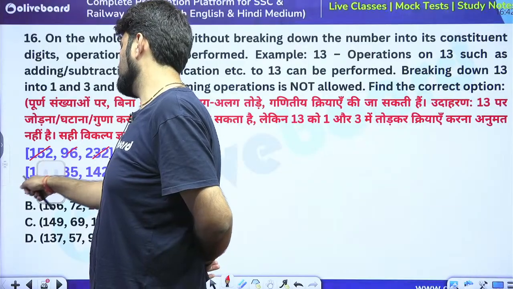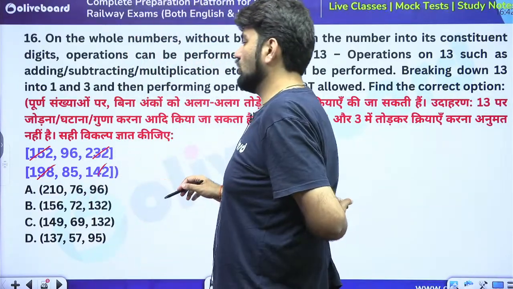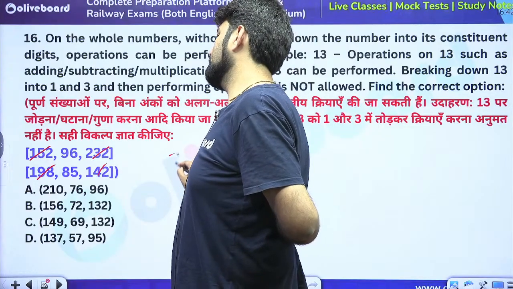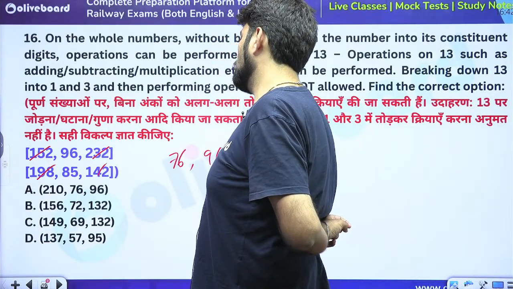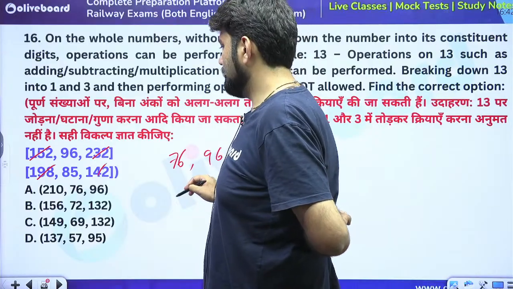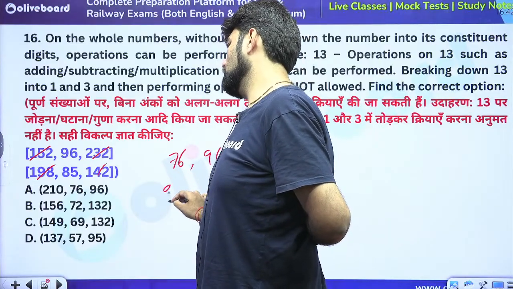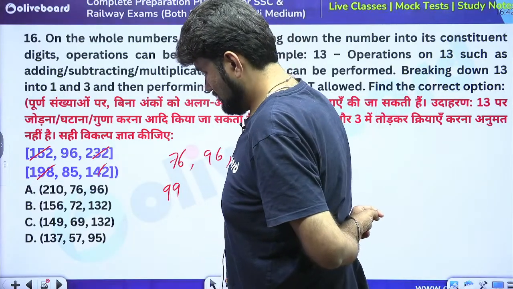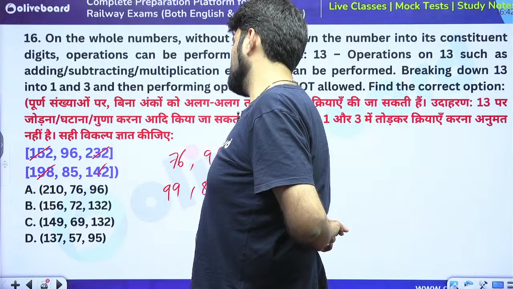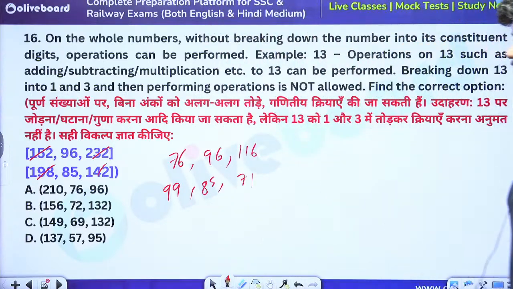But this is not there, so don't divide this then. Divide whatever is being divided by 2. So divide this by 2. What will you get? So you will get 76, 96, 116, right? And here you will get 99. Yeah, of course. 85 and 71. Now, see, is it making sense?